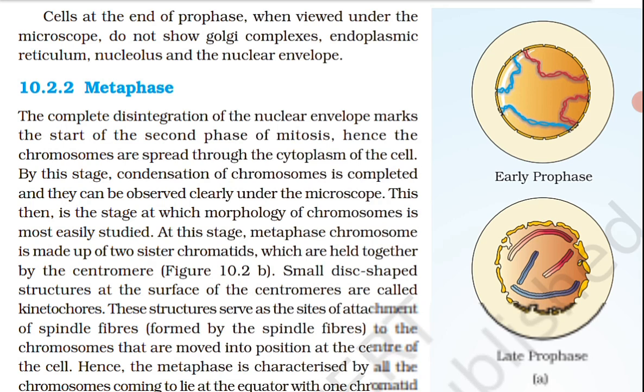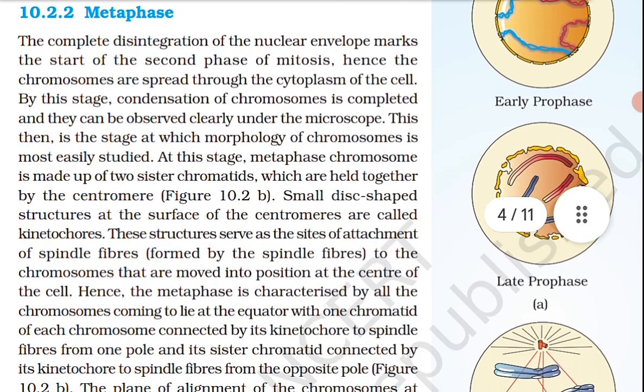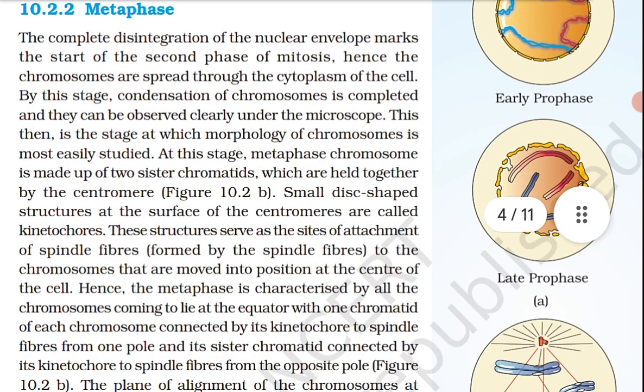The plane of alignment of the chromosomes at metaphase is referred to as the metaphase plate. The key feature of metaphase is spindle fibers attached to kinetochores of chromosomes. Chromosomes are moved to the spindle equator and get aligned along the metaphase plate through spindle fibers to both poles. So the next is anaphase.